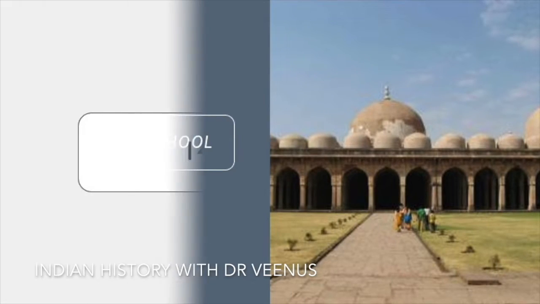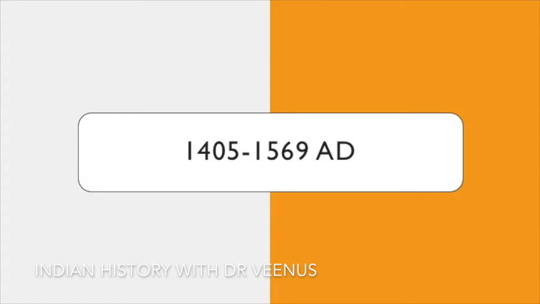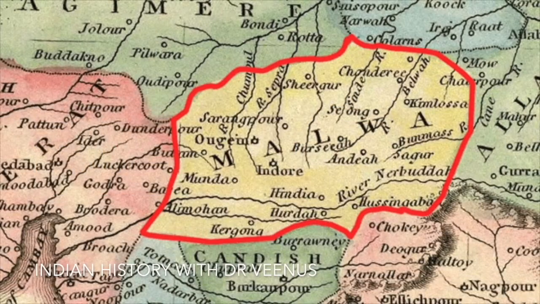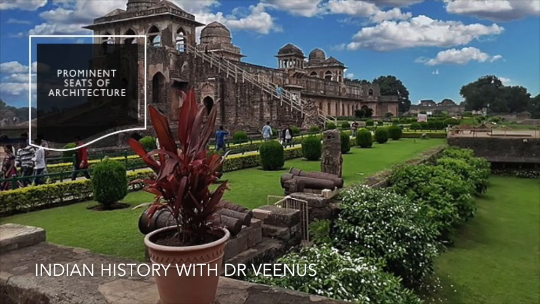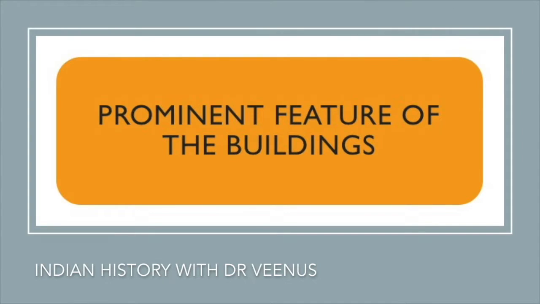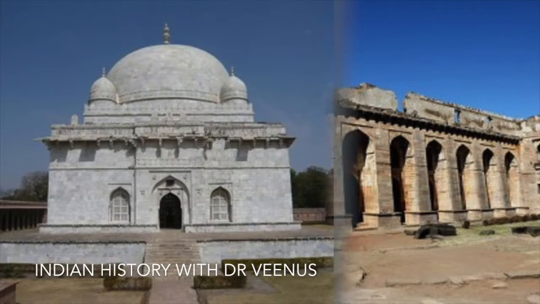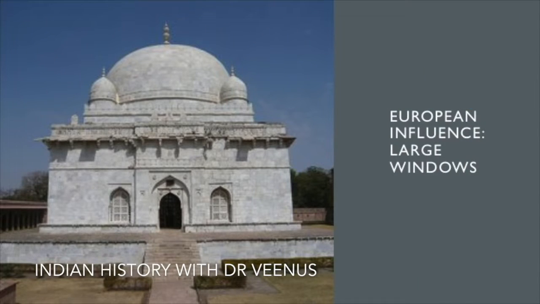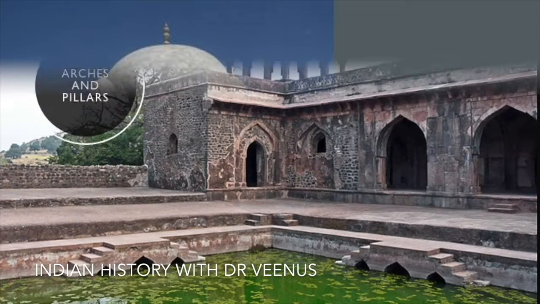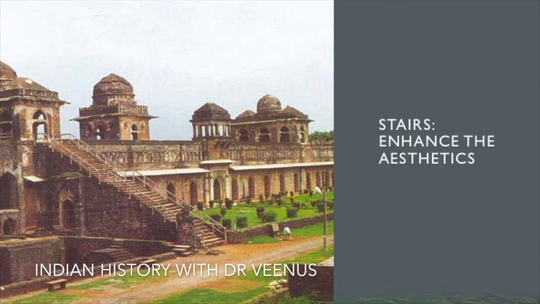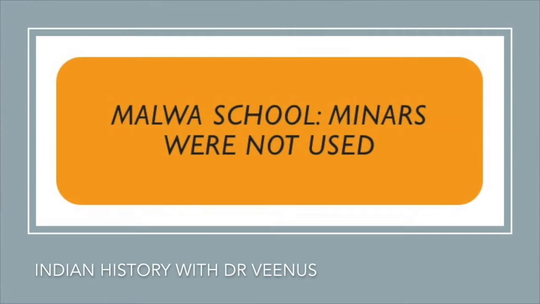Malwa School, from 1405 to 1569 AD. The cities of Dhar and Mandu in the Malwa Plateau became prominent seats of architecture. The most prominent feature of the buildings here was the use of different colored stones and marbles. The buildings had large windows, which could be a result of European influence, and were decorated by stylized use of arches and pillars. Even the stairs were used to enhance the aesthetics of the construction. However, minars were not used in this school of architecture.